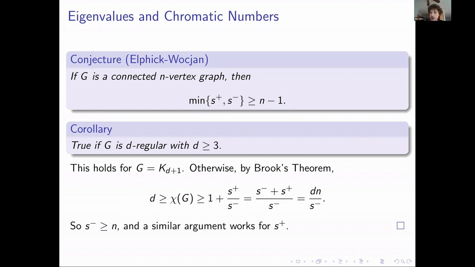And the exact same argument also works for S plus. So this gives a very short proof for a very large class of graphs for which this conjecture is true, and shows that if you want to try and disprove the conjecture, you somehow have to look at fairly unbalanced graphs.